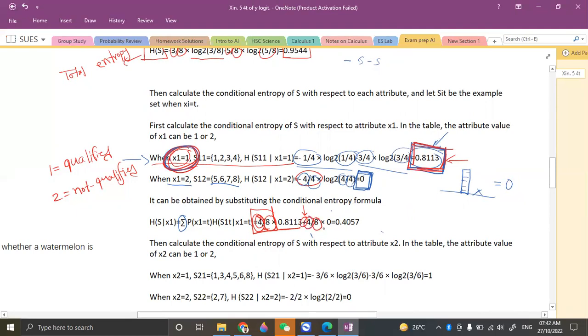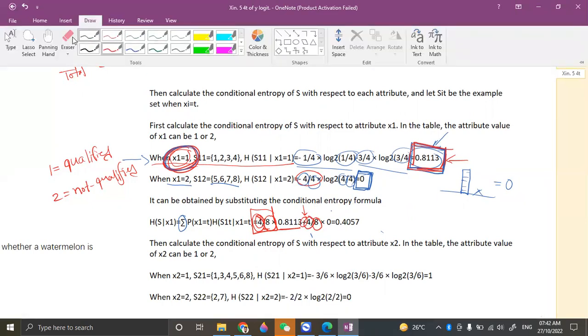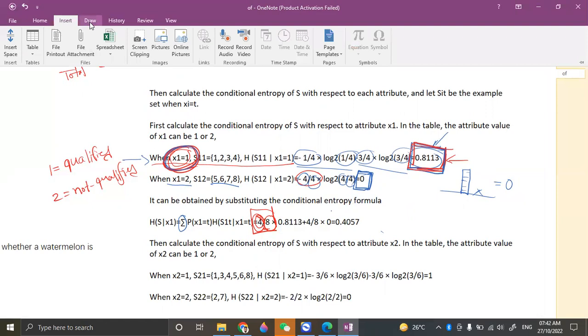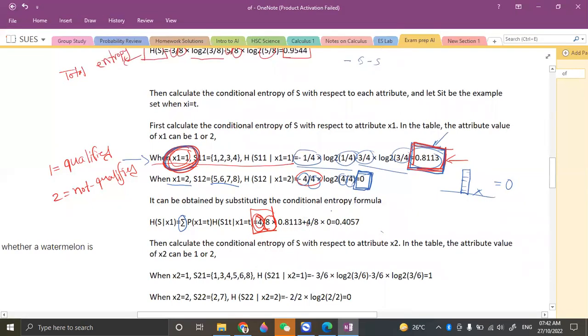Why do we add? Okay, so plus here. This is the formula for how we calculate the conditional entropy. Firstly, we calculate the conditional entropy for each condition, and then we find the total conditional entropy, because we need this one.